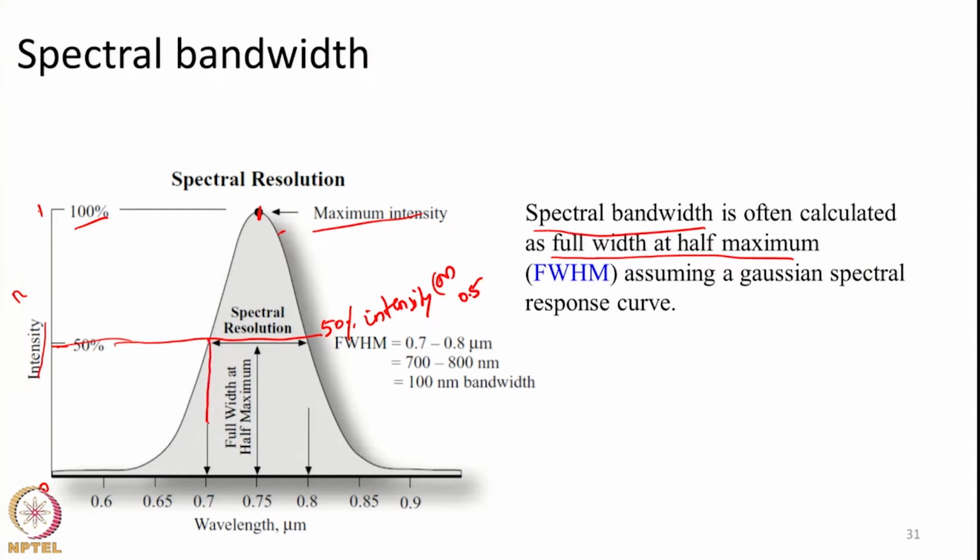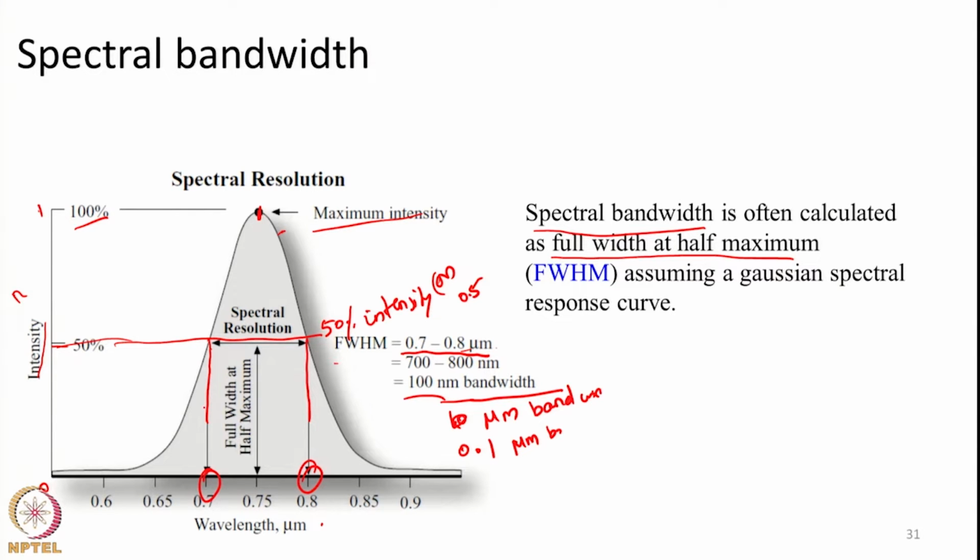or 0.5 of relative response. So, along the x axis you project this, and we say that the full width at half maximum, that is the width along the wavelength axis at which the sensor produces 50% efficiency, is between 0.7 and 0.8 micrometers, that is a 0.1 micrometer bandwidth, or a 100 nanometer bandwidth. So, this is the bandwidth we are interested in for this particular sensor.